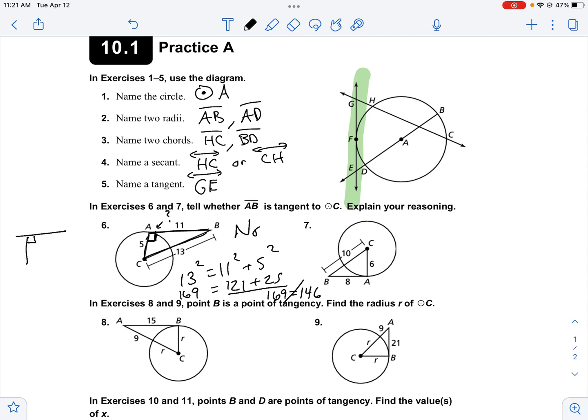I'm going to do the same thing here. I'm checking to see if the tangent and the radius meet at 90 degrees. So I have a right triangle, Pythagorean theorem. 100, 36, 64. 100 equals 100. So the answer is yes. They are tangent.